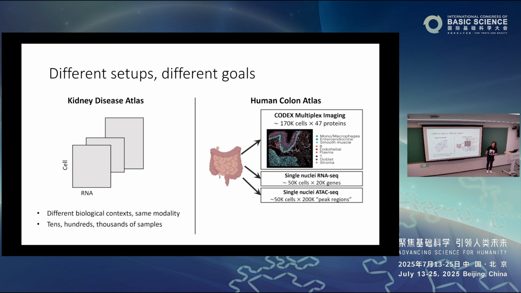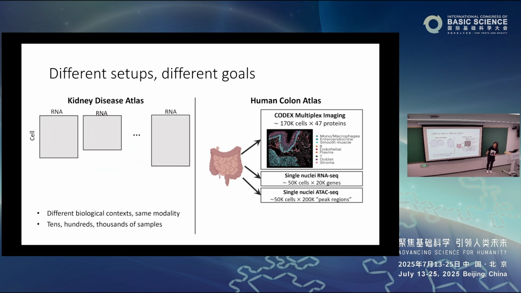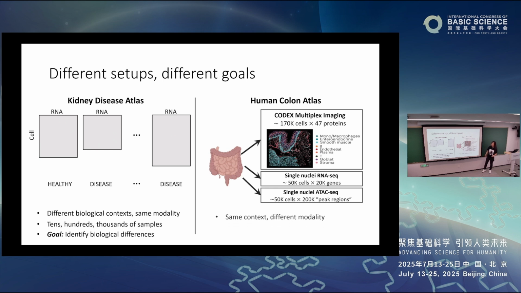And our goal is basically to compare these tens and hundreds of thousands of samples in order to figure out what the biological differences are. Whereas in the human colon atlas example, you only have one biological context, which is this donor tissue lying in front of you. So it's the same context, but different modalities.